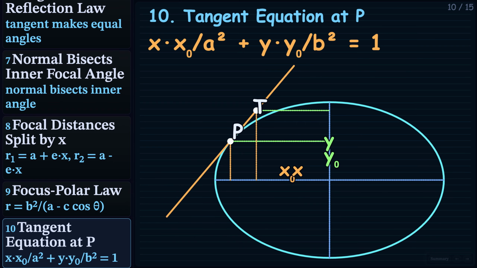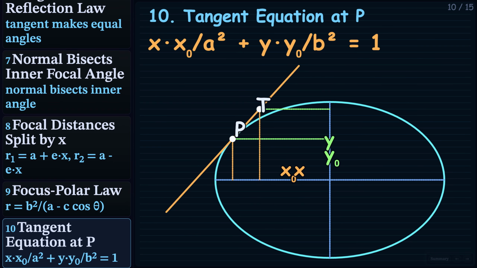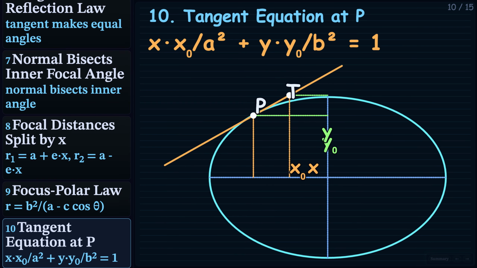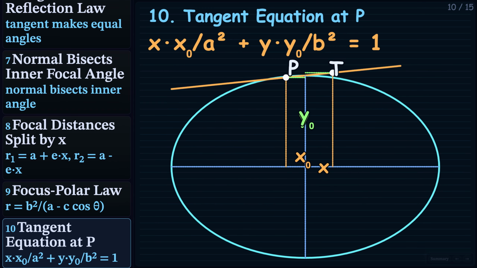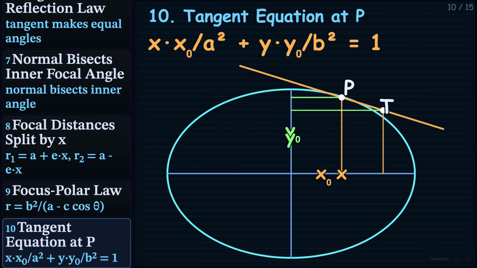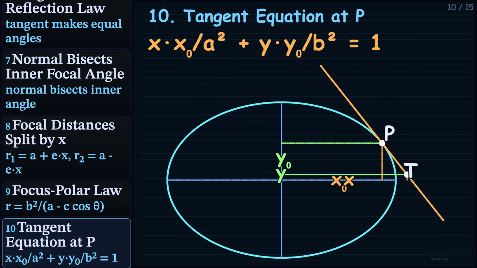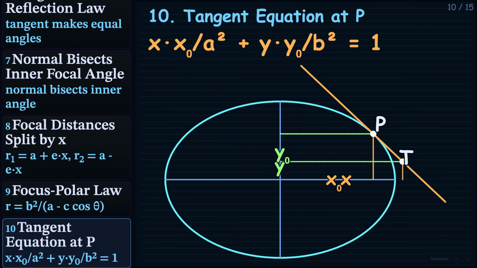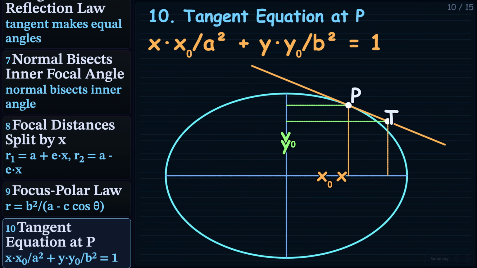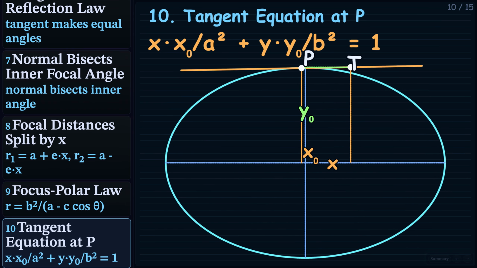Number 10 out of 15. Tangent equation. At one point, x0, y0, the tangent is xx0 over a squared plus yy0 over b squared equals 1. Proof hint. Plug a moving line through the contact point into the quadratic and force a double root.